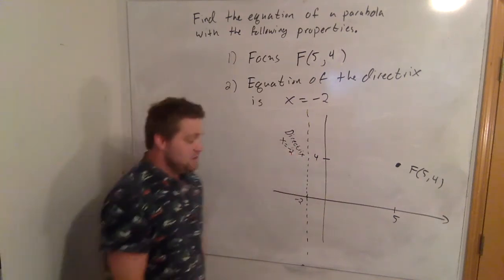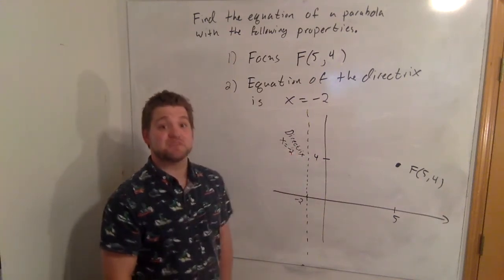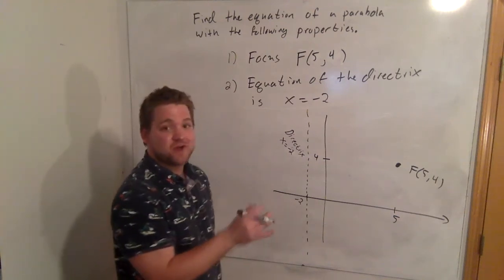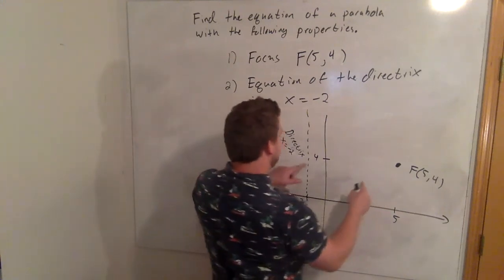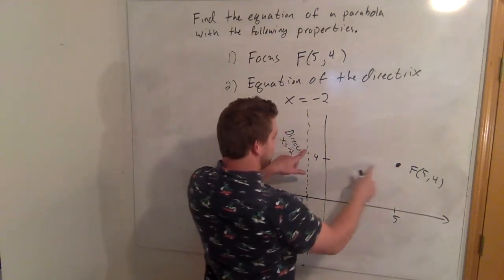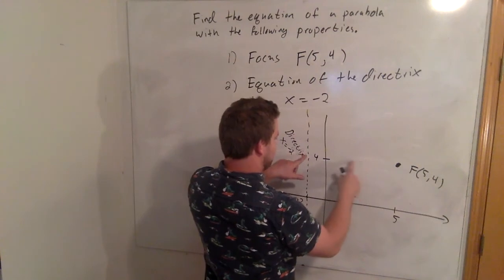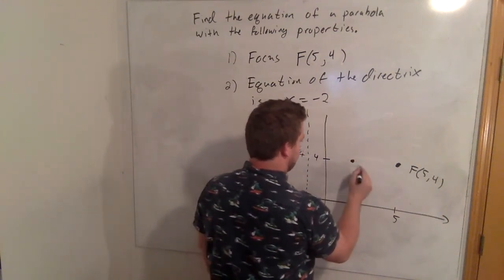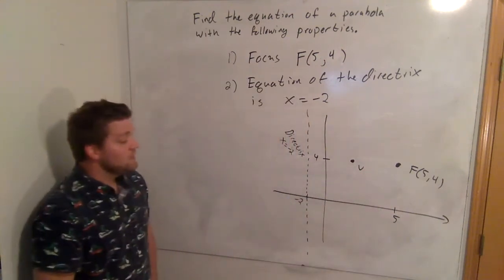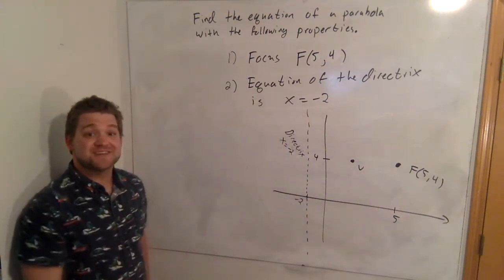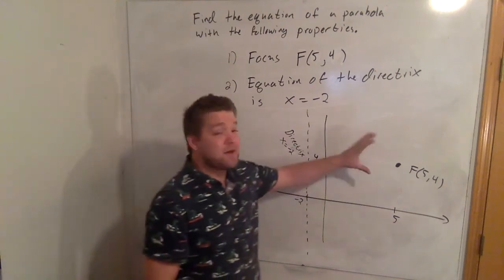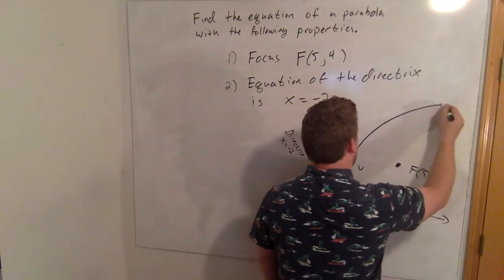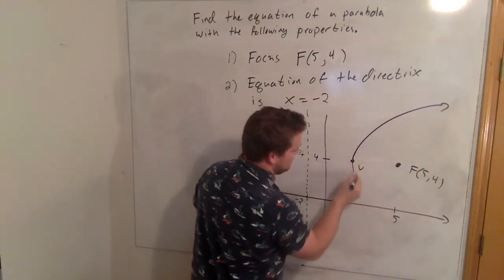The key part to this problem is to remember that the vertex of a parabola lies halfway between the focus and the directrix. So the vertex, I'm just eyeballing it, has to be roughly right here. So this will be kind of where the vertex is. And if we remember that the focus always lies inside of the parabola, this should be telling us that the parabola should be opening up to the right. This is again just a rough sketch of this parabola.